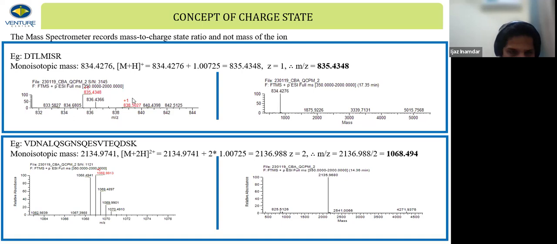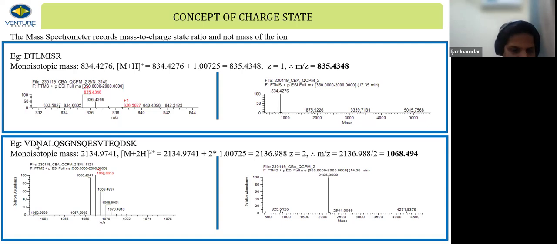So this is the data that we have generated in our laboratory. Here you can see the software is automatically annotating the charge state of the molecule. That z is known as the charge state. So it is saying that this peak that we have identified has a charge state of 1 and it has a mass of this.